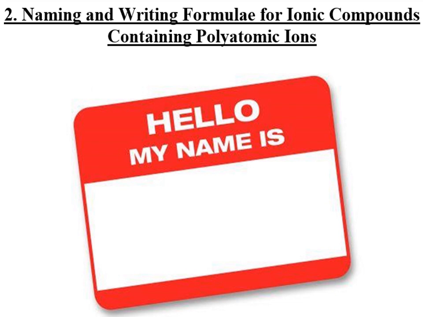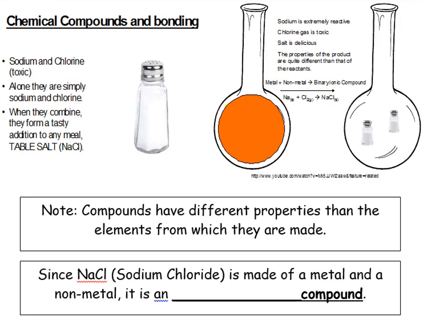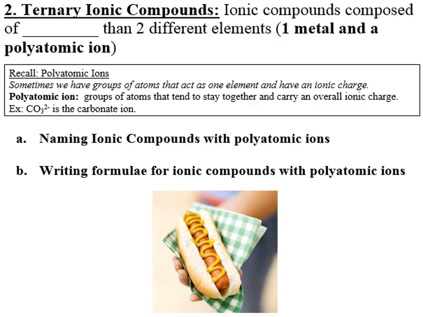In this video, we're going to continue learning our rules for naming ionic compounds and making formulas for ionic compounds. The only thing is this time we're going to take a look at ionic compounds that contain polyatomic ions. So what we learned so far is that an ionic compound was a compound that contained a metal and a non-metal. And specifically those were binary ionic compounds.